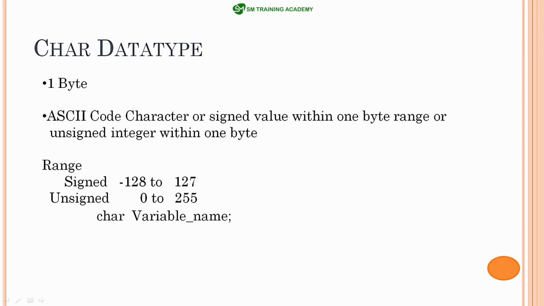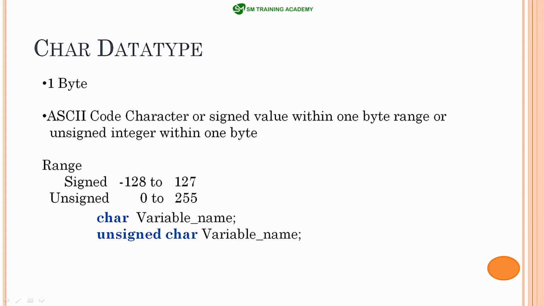You can store the values between -128 to 127 if you are declaring the signed version like this, and if you are declaring the unsigned version of char, you can store the values between 0 to 255 in this variable underscore name.